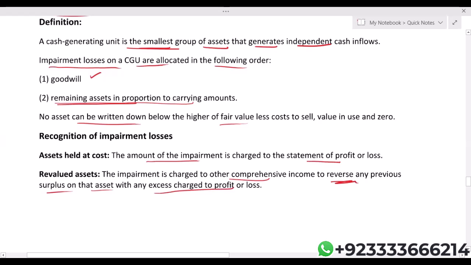So this one we have just discussed. If I'm charging the impairment loss, first you need to check if there is any revaluation surplus in the carrying amount of your asset. First, eliminate the revaluation surplus. After that, the loss which is over and above the revaluation surplus will go to the income statement.